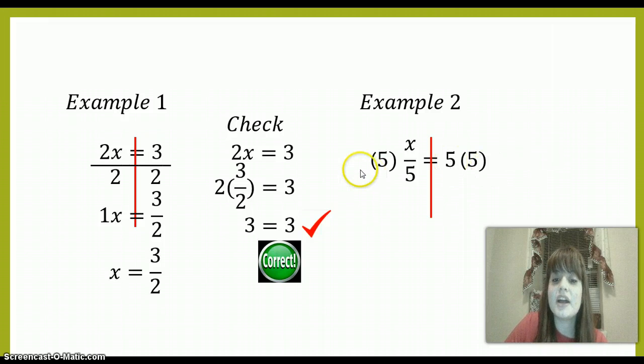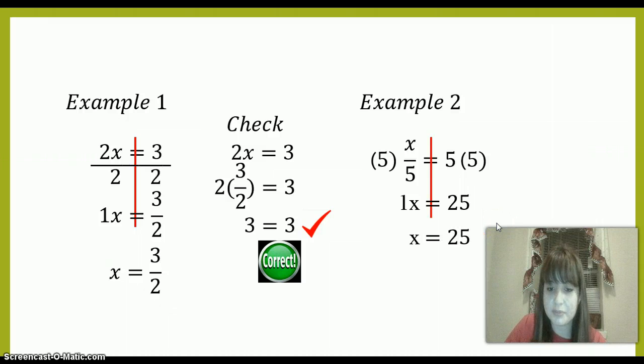And 5 divided by 5 is 1, so I'm left with 1x. And 5 times 5 gives me 25. So I'm left with 1x equals 25, and this is really just x equals 25, because writing an x by itself implies that there is a 1 in front of it.